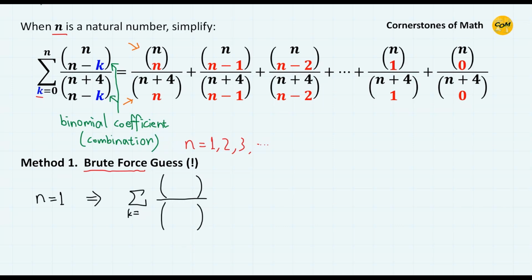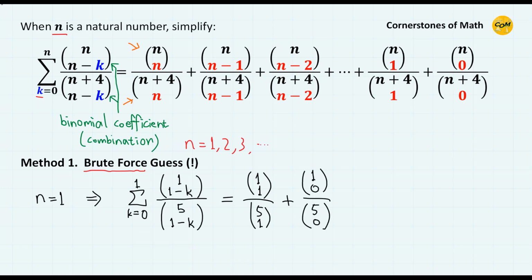First, what happens when n is equal to 1? Well, then we have the summation where k changes from 0 to just 1, and then we have 1 choose 1 minus k here, and 1 plus 4, hence 5 choose 1 minus k here. So when k equals 0, we have 1 choose 1 divided by 5 choose 1. And when k equals 1, we have 1 choose 0 divided by 5 choose 0. And if we calculate this, we obtain 6 over 5.